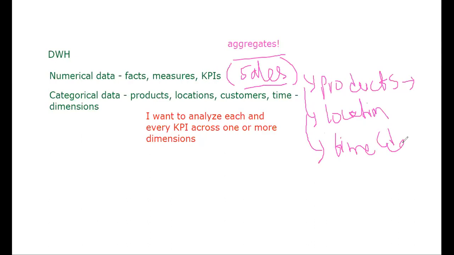What are the total sales for quarter one? What are the total sales for January? What were the total sales for quarter one and two combined? Do you get the point? Ki jo mere numerical data hai, the only way I can analyze them is across the dimensions. Why would I say, what were the total sales? That does not make sense to me. I would always ask that, tell me the total sales across something, and that across is called dimensions.